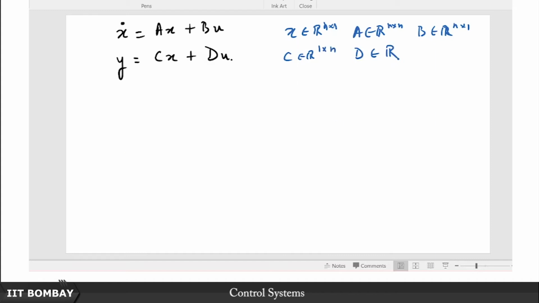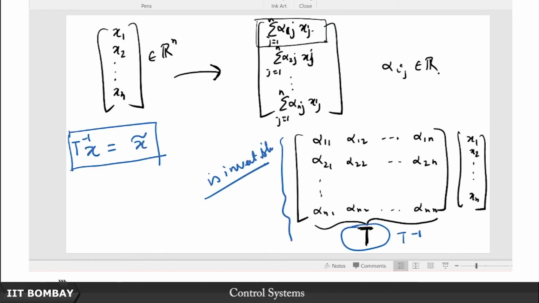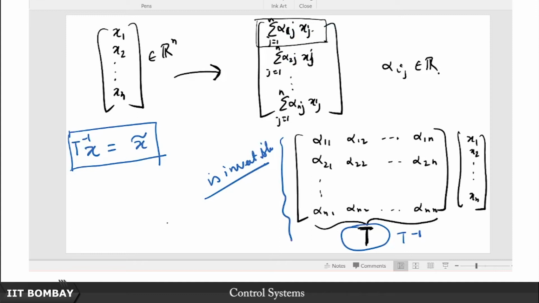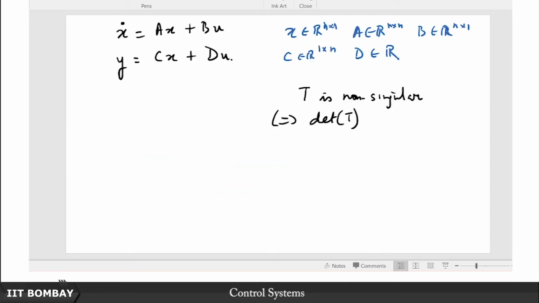So, now what does it mean to say that this T inverse exists? There are equivalent conditions for this. One is that T is non-singular, which is tantamount to saying that the determinant of this T is nonzero. Remember this T that I have defined here is also a square matrix; T and T inverse are both square matrices having the same size as the A matrix, right. So, therefore, A and T are compatible for multiplication, as they say, right.